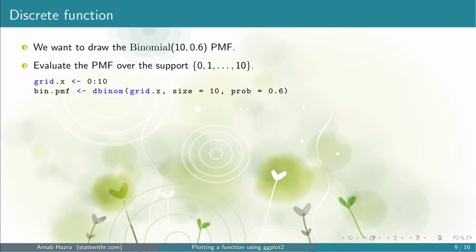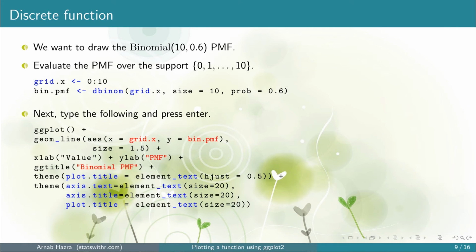We follow the similar strategy as earlier and evaluate the PMF over the support. Note that the support of the binomial distribution is the set of integers 0, 1, 2 up to 10. We create a vector of these integers and store them in grid.x. And then we create the vector bin.pmf that contains the PMF values evaluated over the grid.x. Now we just need these two vectors and forget about everything else.